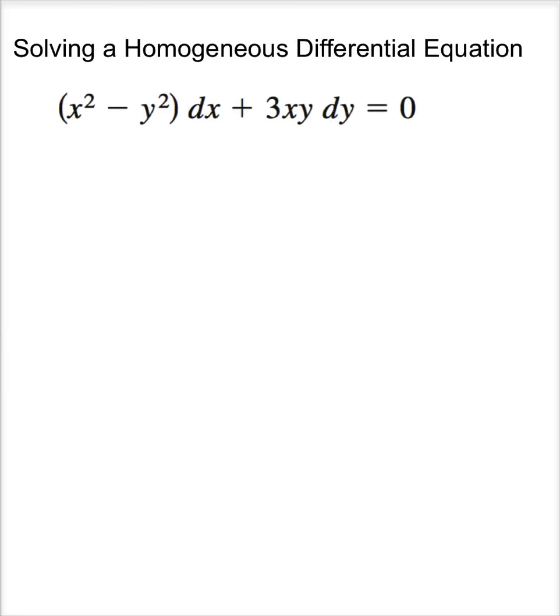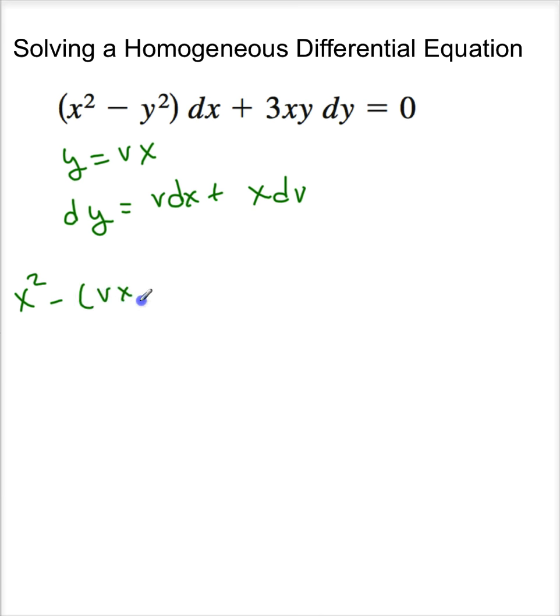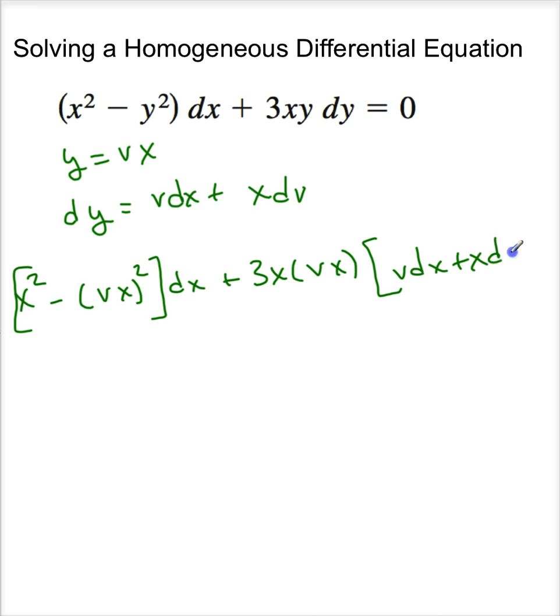So let's look at this differential equation. It is indeed homogeneous of order 2. So I'm going to plug in y is equal to vx and dy is v dx plus x dv. So when I plug in, this becomes x squared minus vx squared times dx plus 3x, now for y I put in vx, and dy is v dx plus x dv.